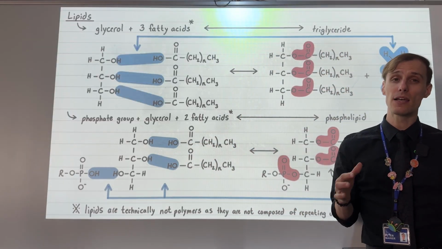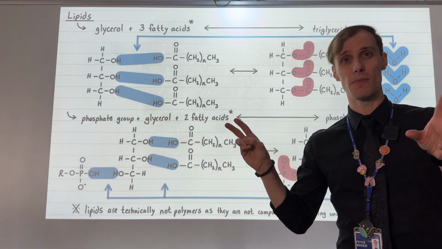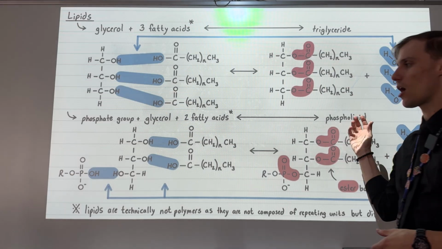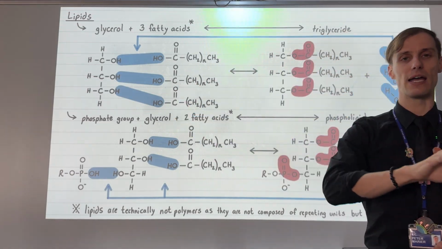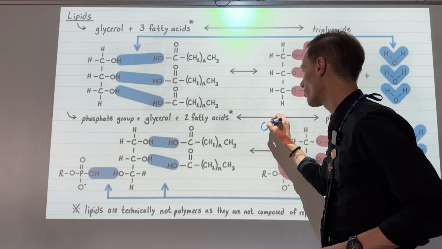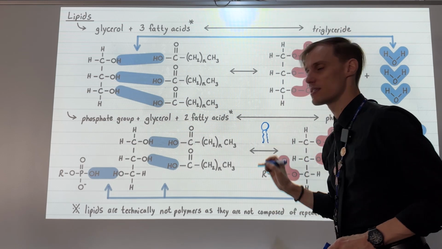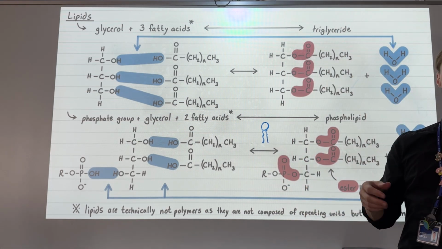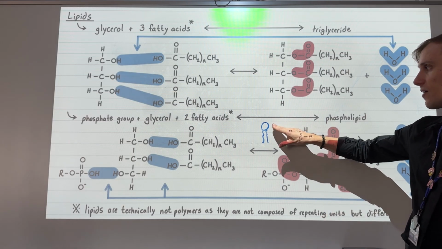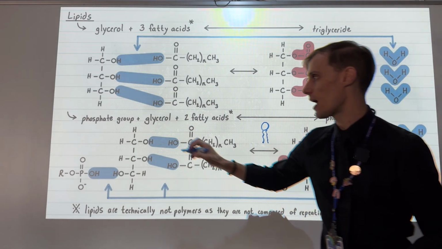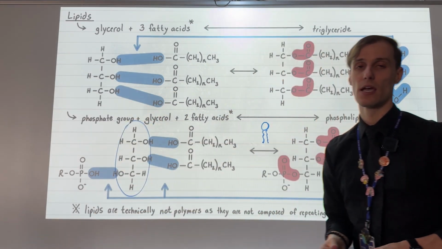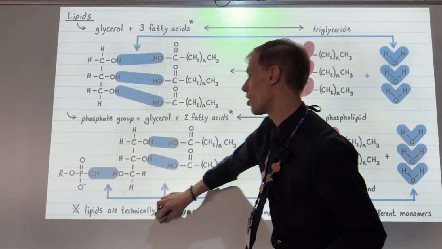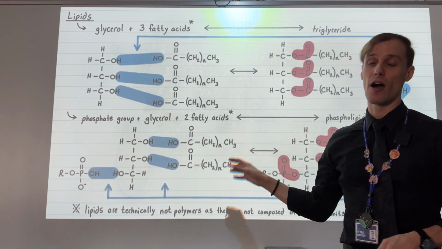I don't think technically we can call lipids polymers because they're not made up of repeating units, but note that they are composed of different kinds of monomers. Because phospholipids are typically drawn in this simplified form, a lot of students mistakenly think that phospholipids are only composed of a phosphate and fatty acids. They forget about this very important glycerol here. So don't forget that a glycerol molecule is also used in a phospholipid.